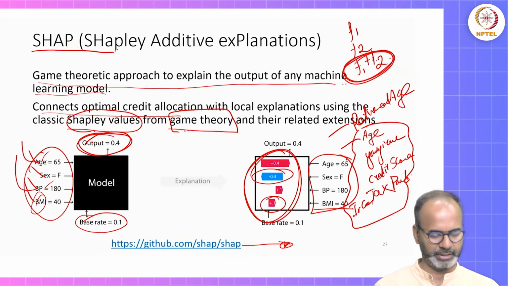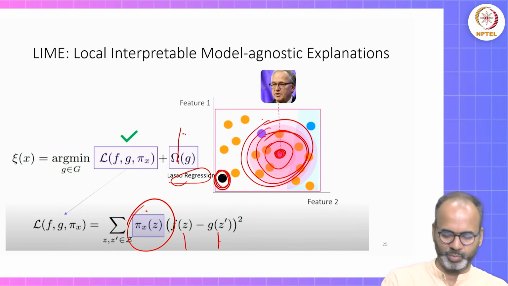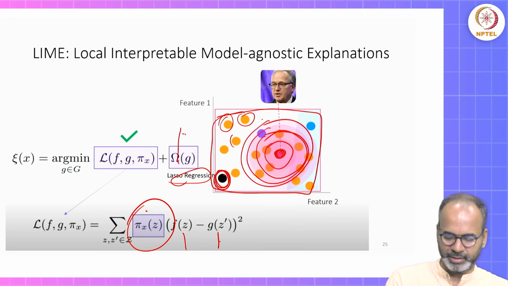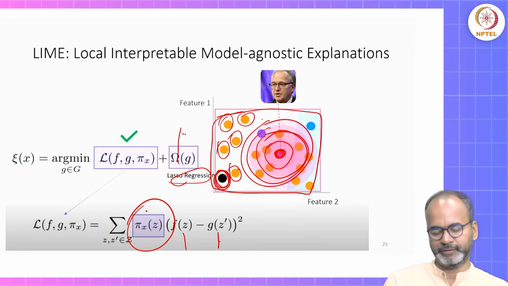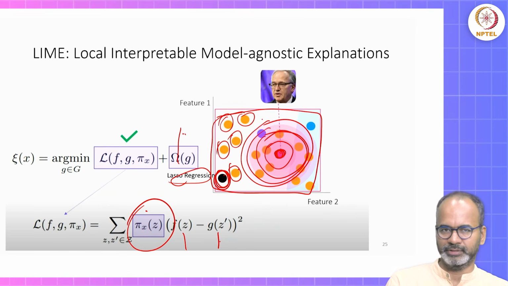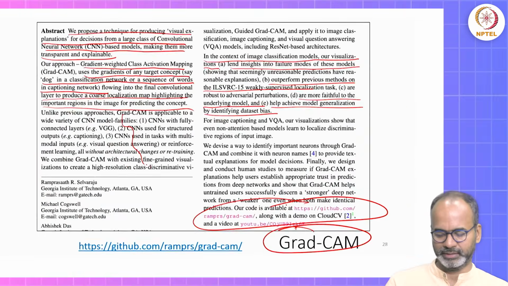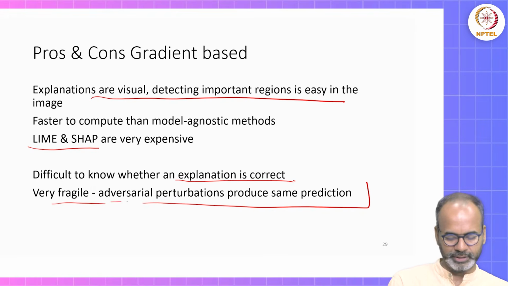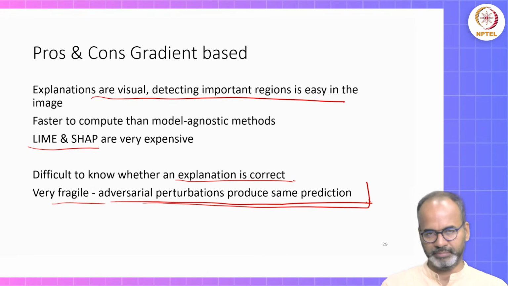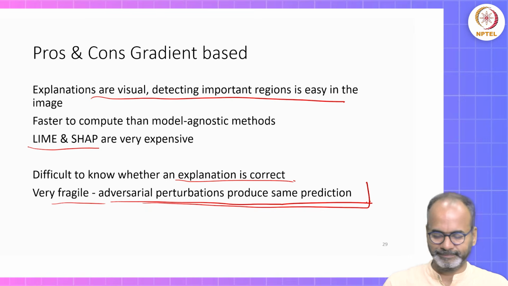So just think about it, right? Even here, the way this has been done, different data points have been perturbed. Depending on the perturbations, the outcome also can be influenced. Right? So that's what is mentioned here as a con. Adversarial perturbations produce the same prediction, which is bad. Right?